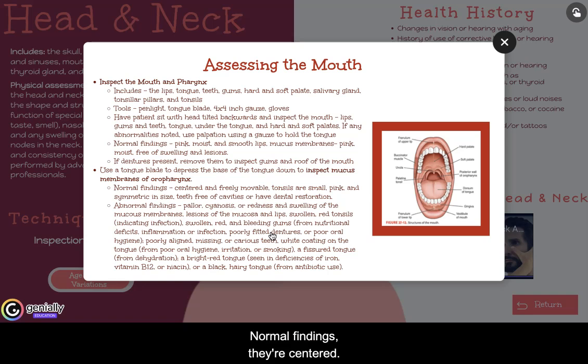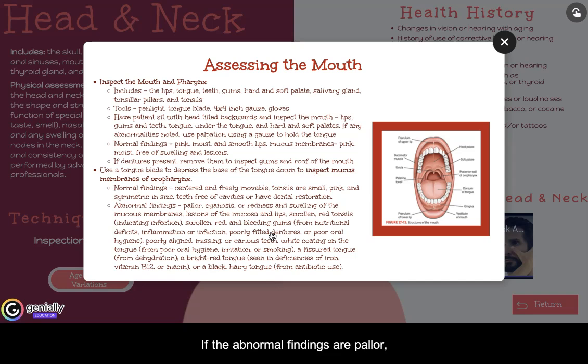Normal findings: the tonsils are centered, they move freely, are small, pink, and symmetric in size. Teeth are free of cavities and, if there are issues, they have dental restoration. That means they have fillings and all that stuff.